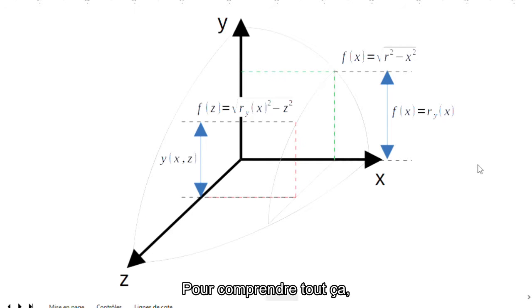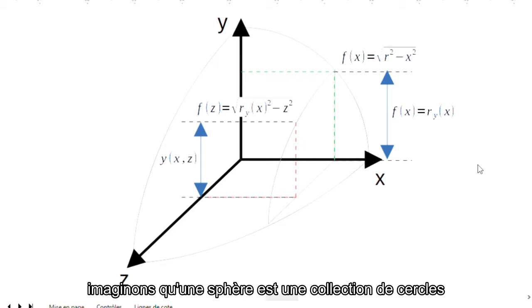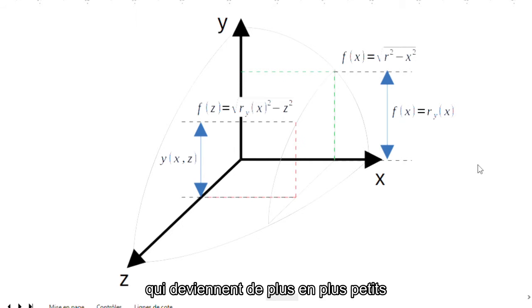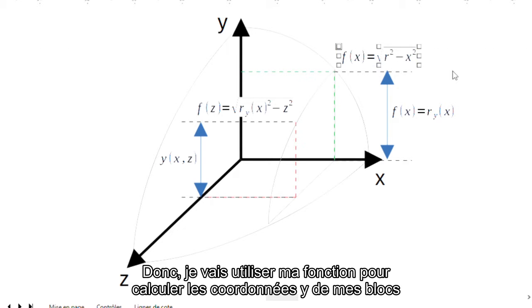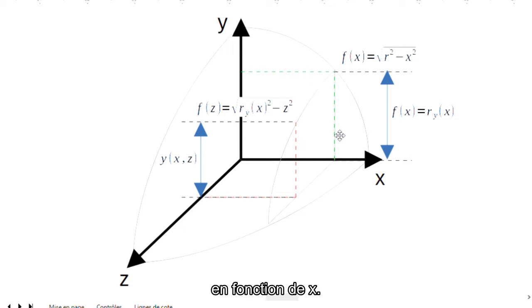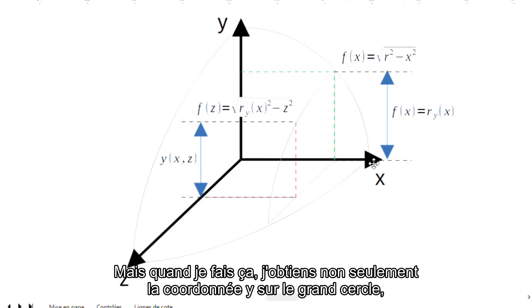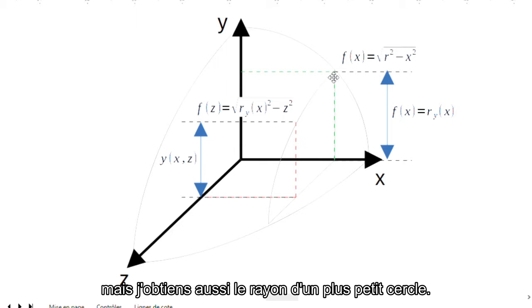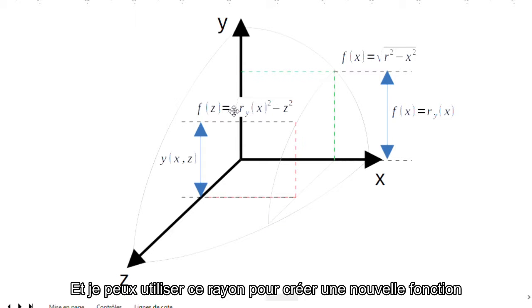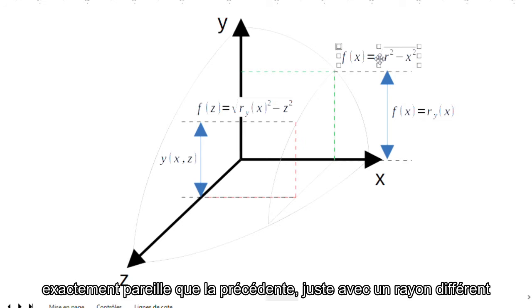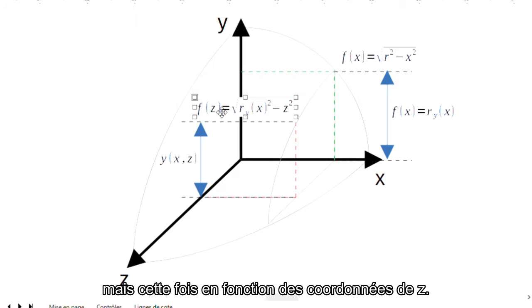In order to understand this, we have to imagine that a sphere is just a collection of circles that get smaller and smaller the further away you go from the origin. So I'm going to use my function to calculate the y-coordinate of my blocks with respect to x. But once I do that, not only do I get the y-coordinate on the big circle, but I also get the radius of a smaller circle, and I can use that radius to create a new function that is exactly the same as the first one, only with a different radius, the radius of the smaller circle, and this time with respect to the z-axis, the z-coordinates.